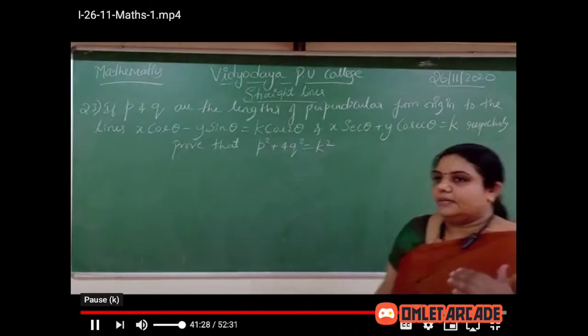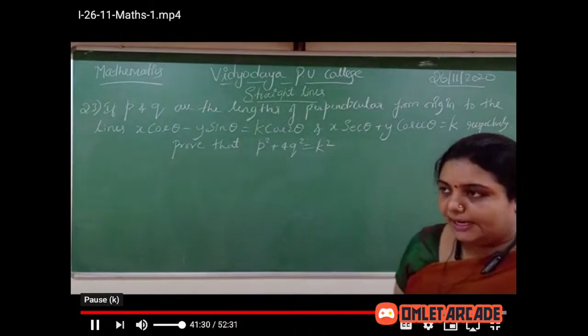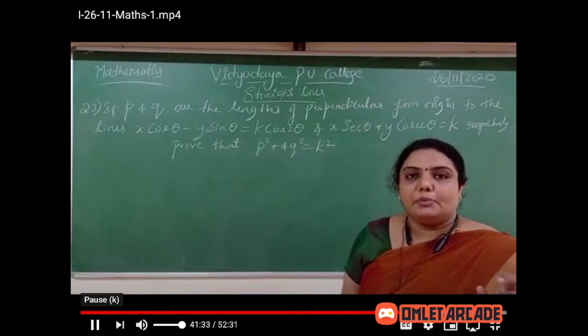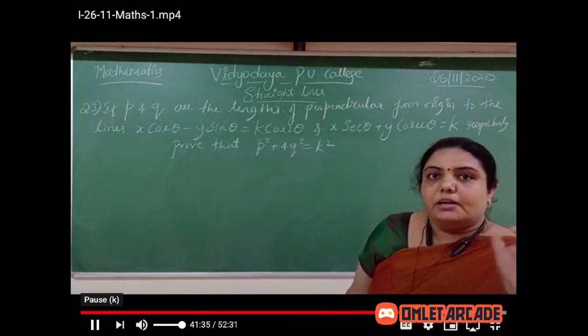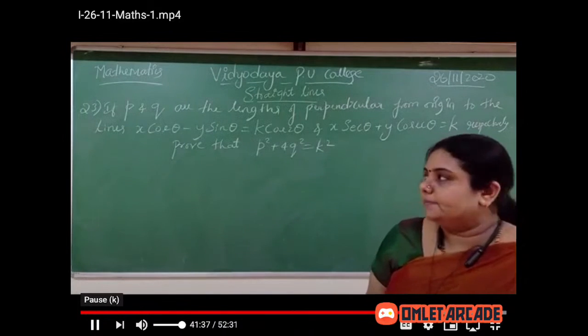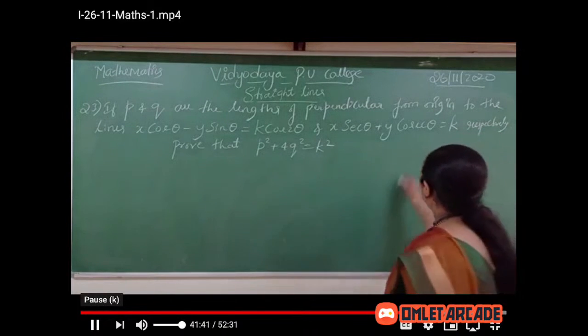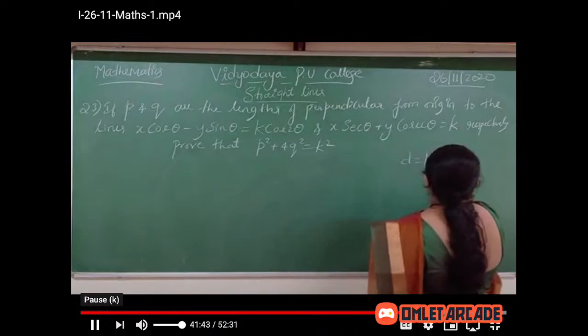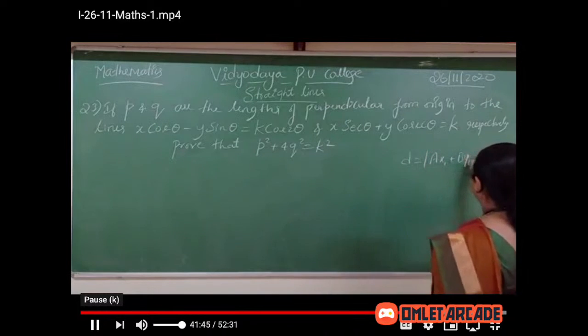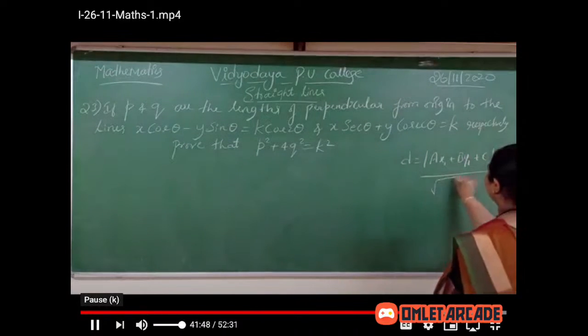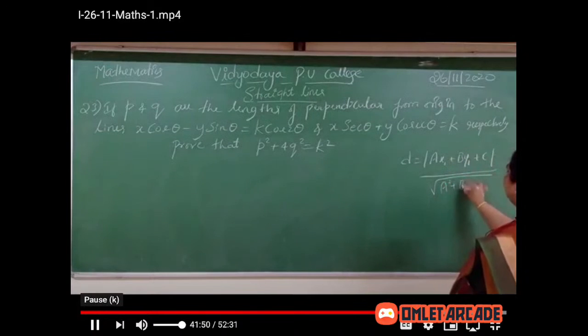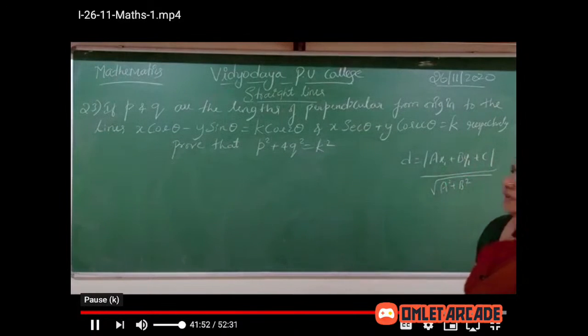I mean, you know what a perpendicular distance from the origin to the line is. It is actually the distance between what? A point and a line, isn't it? The distance between a point and a line. I mean, can I use the formula d is equal to mod of ax1 plus by1 plus c divided by root of a square plus b square here.